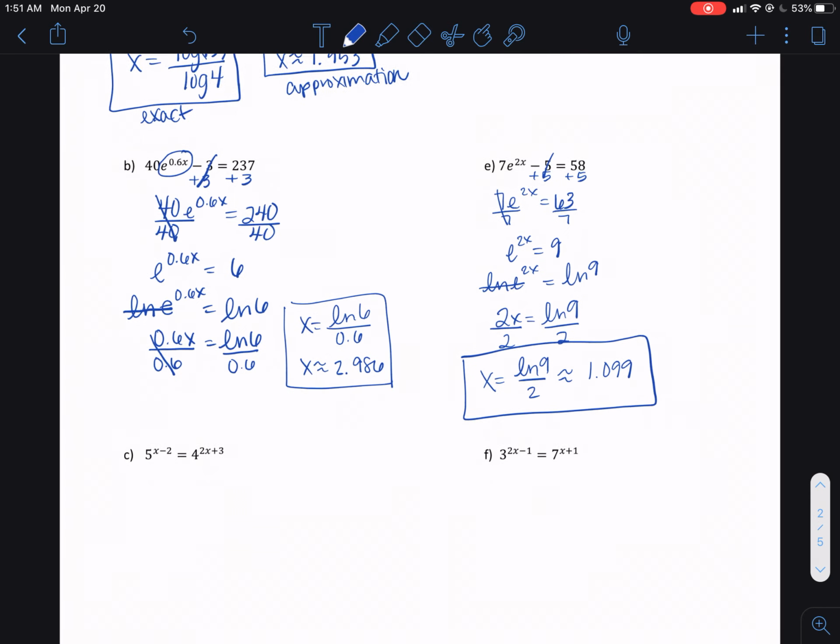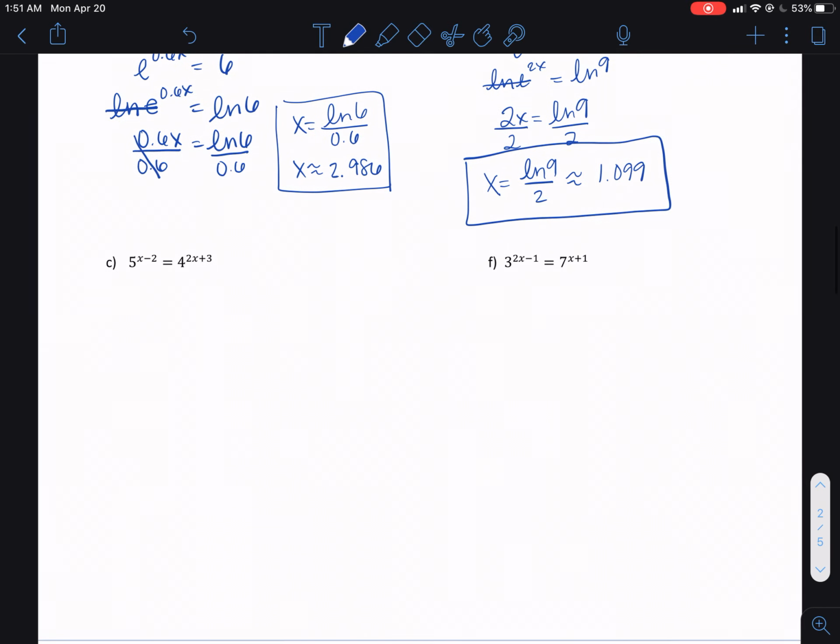Alright, and looking at these last two examples, this is something very similar to what we looked at on the very first page, when we can't just use that exponential rule. So we have two different bases that we can't make look the same. Okay, so we have 5 to the x minus 2 power equals 4 to the 2x plus 3 power.